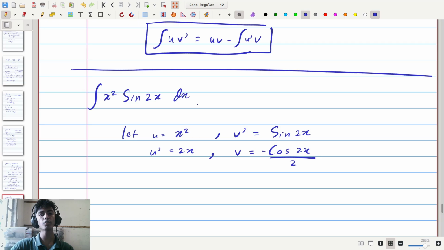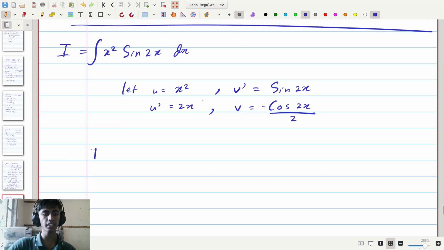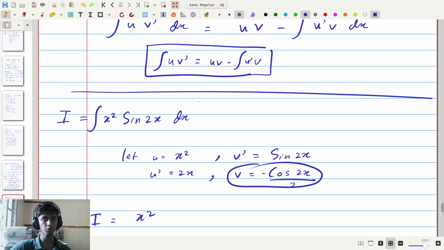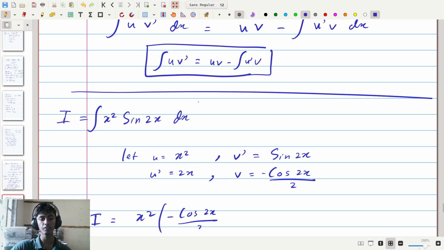All we have to do now is, according to this formula, substitute our values and find the value of this integral here. To do this, I'm going to call this integral I. So we're going to say I equals this thing. We're going to go down here and say that according to our formula from up here, all we need to do is write u times v minus this integral here. U is x squared, so we write x squared multiplied by v, which is the negative cosine of 2x divided by 2, minus the integral of u prime times v.